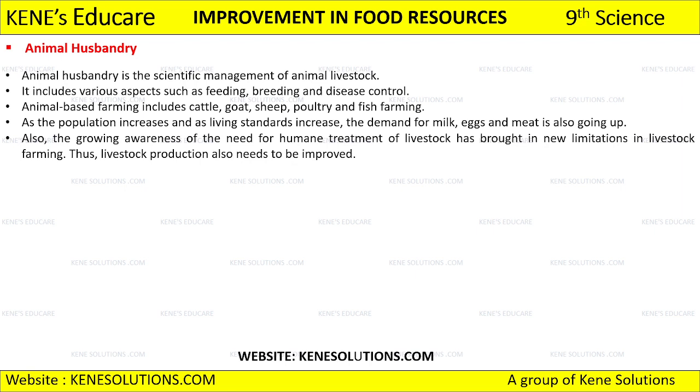So as to why animal husbandry is carried out and what exactly is done in animal husbandry: it is the scientific management of animal livestock, where different aspects like feeding, breeding and disease control are all taken care of.